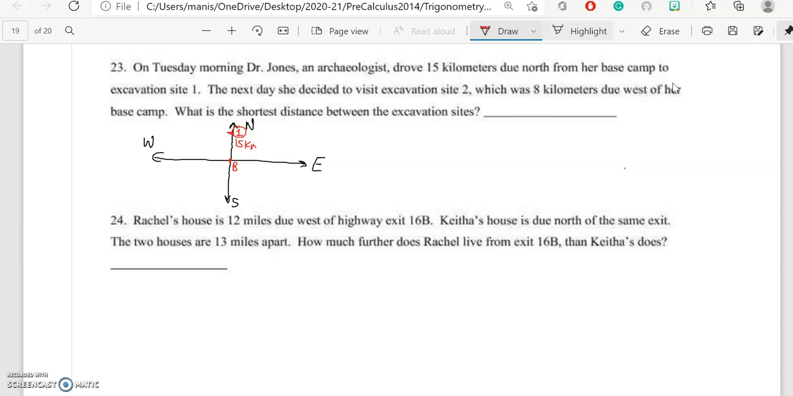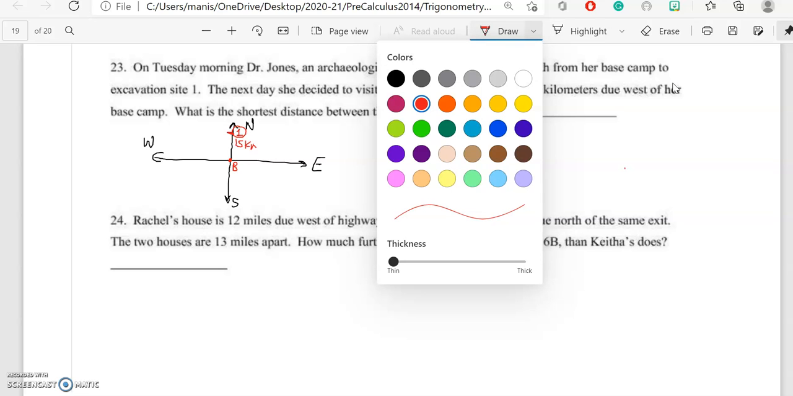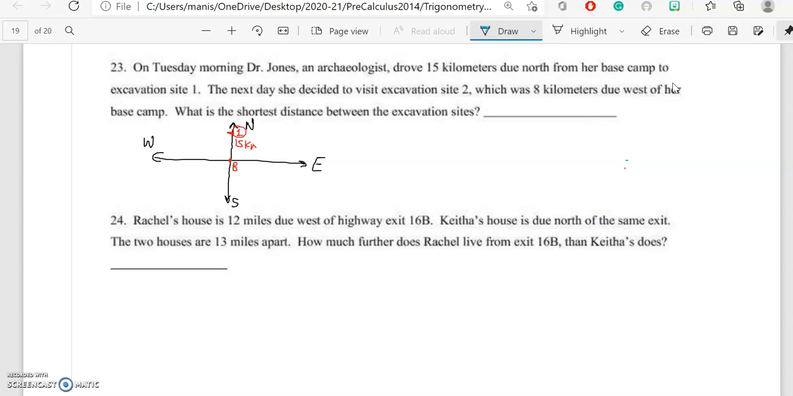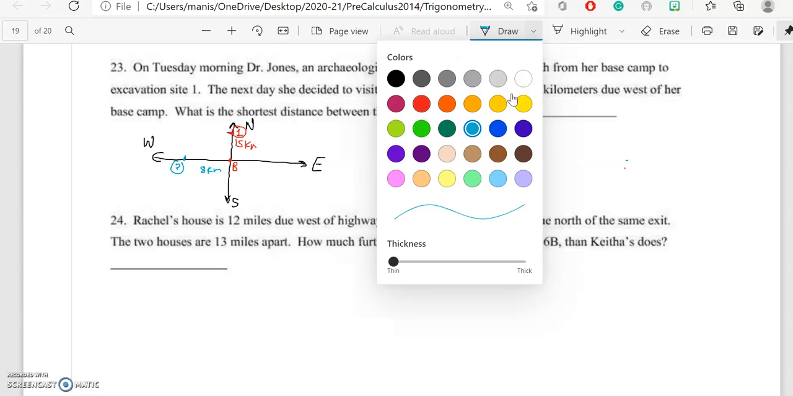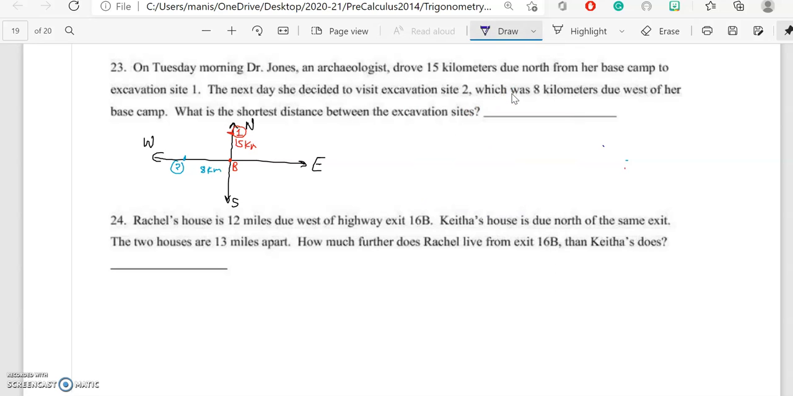Okay, now next day what happens is, I'm changing color over here. Let's pick this color. The next day she decided to visit excavation site 2, which was 8 kilometer. So let's take an example. This is my site 2 over here, and this is my 8 kilometer. The question over here is saying, what is the shortest distance between the excavation sites? So we have to find this distance over here.